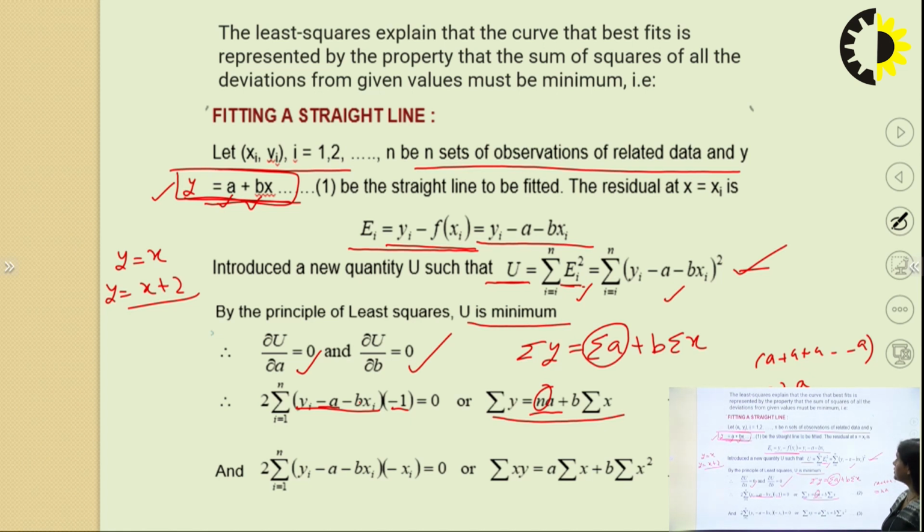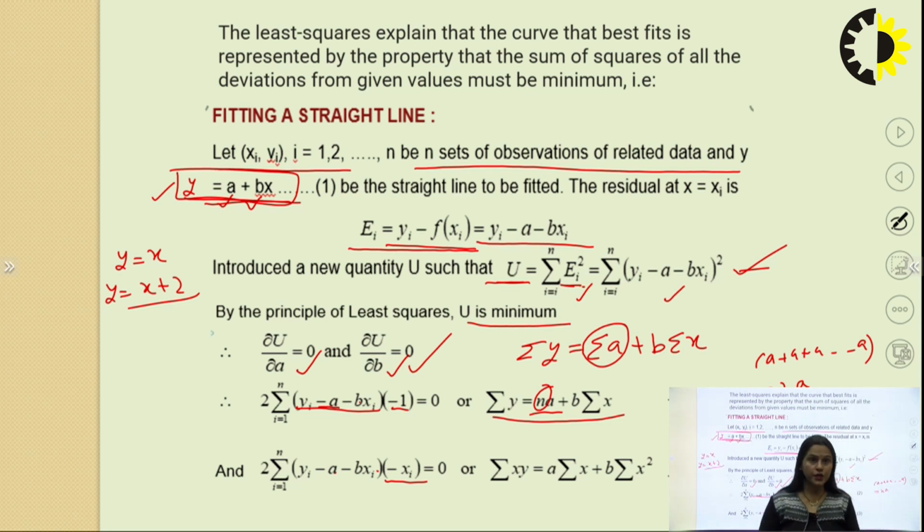And we will now differentiate u with respect to b. When we differentiate u with respect to b, we will get twice the summation i = 1 to n of (yi minus a minus bxi). Now again, applying the chain rule, b will be differentiated with respect to b and the remaining will be minus xi, and this is equal to 0. And then we will get summation xy = a summation x plus b summation x square.